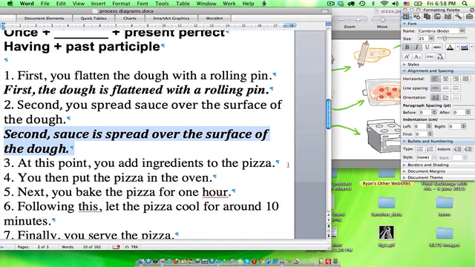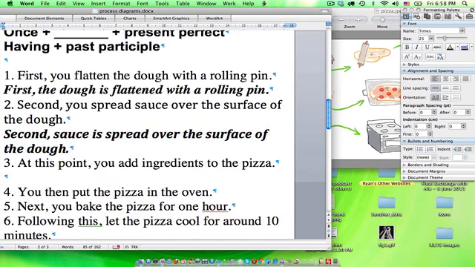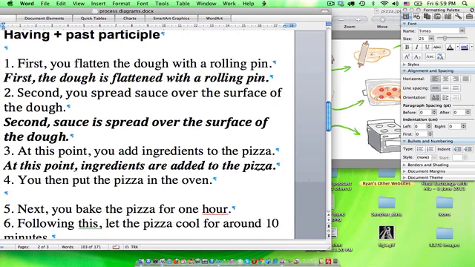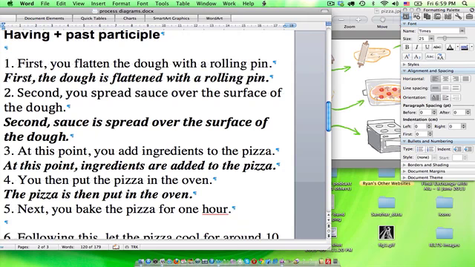Okay, third, at this point you add ingredients to the pizza. So here we would have, at this point, ingredients are added to the pizza. Okay. You then put the pizza in the oven. The pizza is then put in the oven. Next, you bake the pizza for 1 hour. The pizza is next baked for 1 hour.